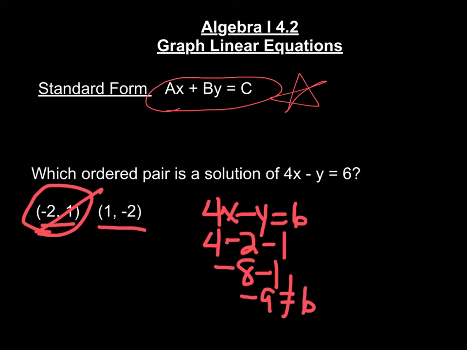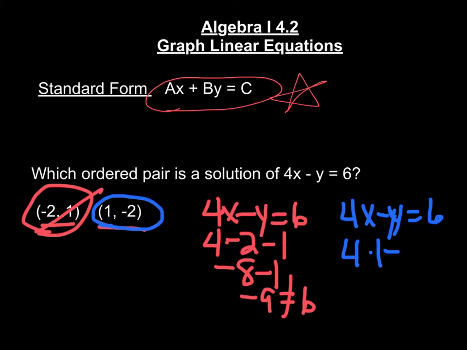Now let's do the same thing. Let's use the same equation, 4x minus y equals 6. And now we're going to substitute (1, -2) in. So we'll have 4 times 1 minus, the y value is -2. Does that equal 6? 4 times 1 is 4, minus -2, that's plus 2. Does that equal 6? Yes, it does. 6 equals 6, so that is a solution. So (1, -2) is a solution.